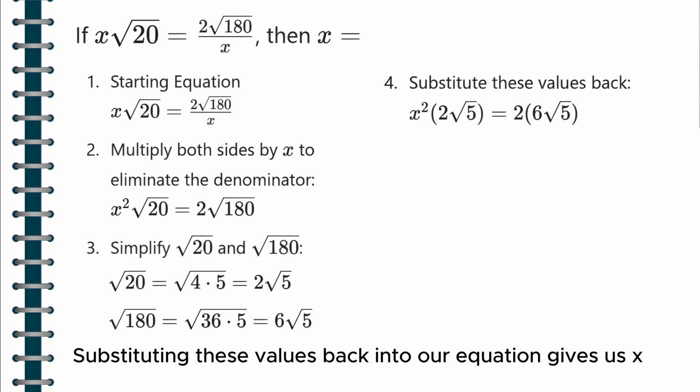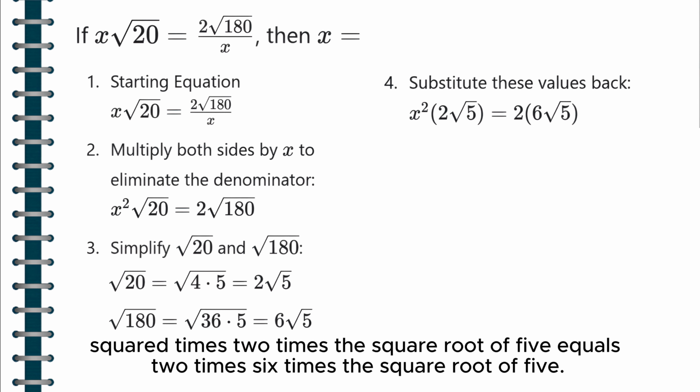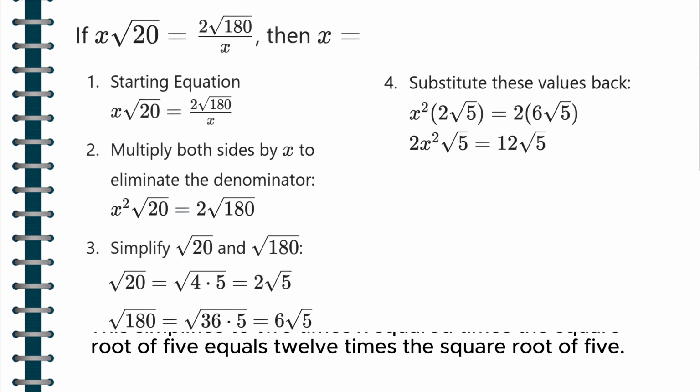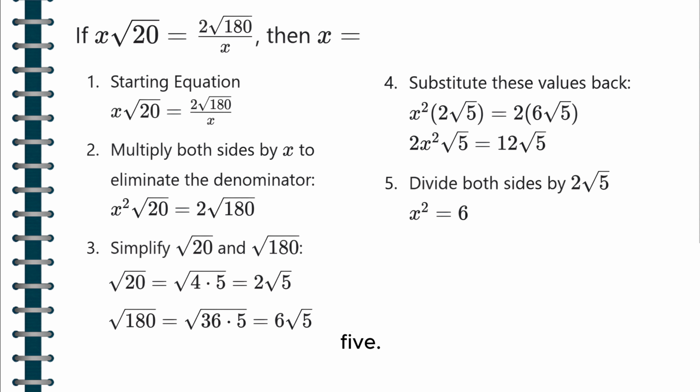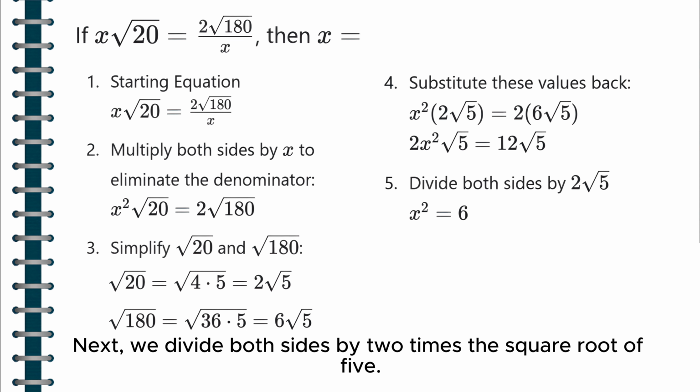Substituting these values back into our equation gives us x squared times 2 times the square root of 5 equals 2 times 6 times the square root of 5. This simplifies to 2 times x squared times the square root of 5 equals 12 times the square root of 5. Next, we divide both sides by 2 times the square root of 5.